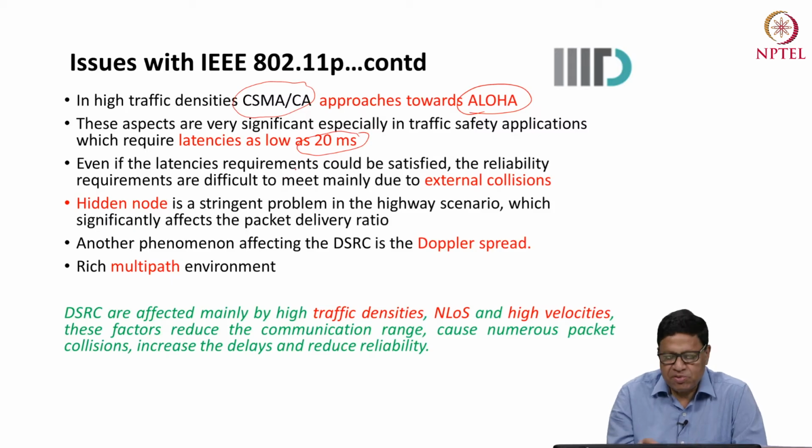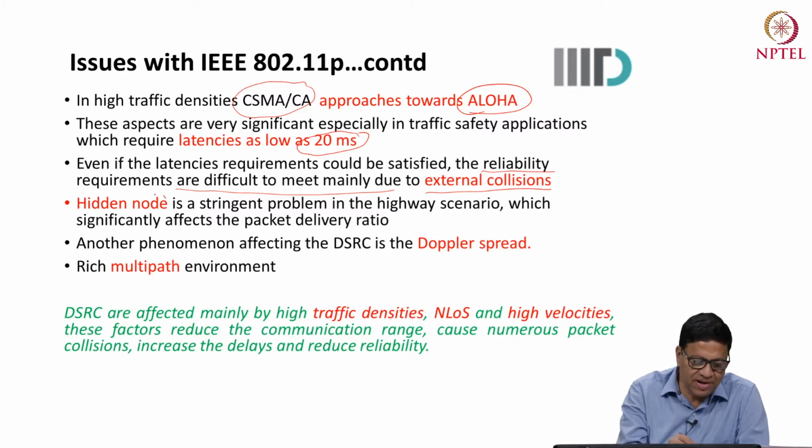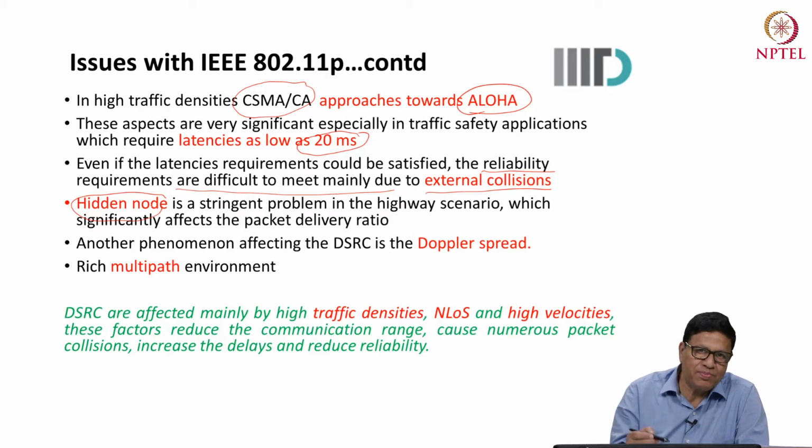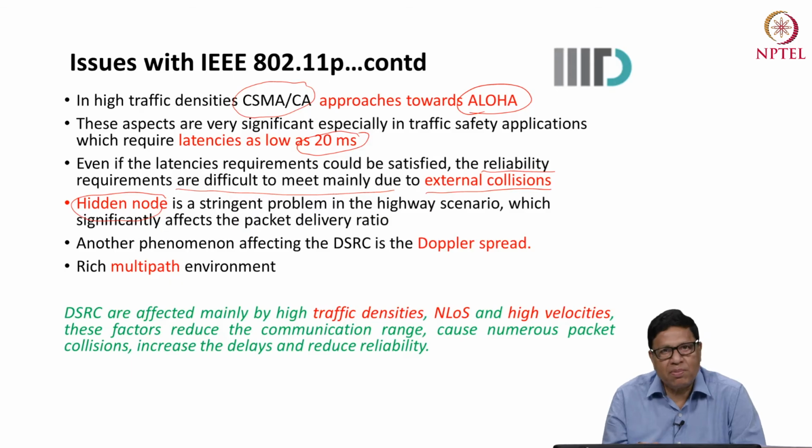Even if the latency requirements are met or satisfied, the reliability requirements are difficult to meet because there are some external collisions happening. There could be an issue of hidden node. There may be some vehicle which is not accessible to any other vehicle, so you don't get a picture of that particular vehicle. So the problem of hidden node needs to be tackled.